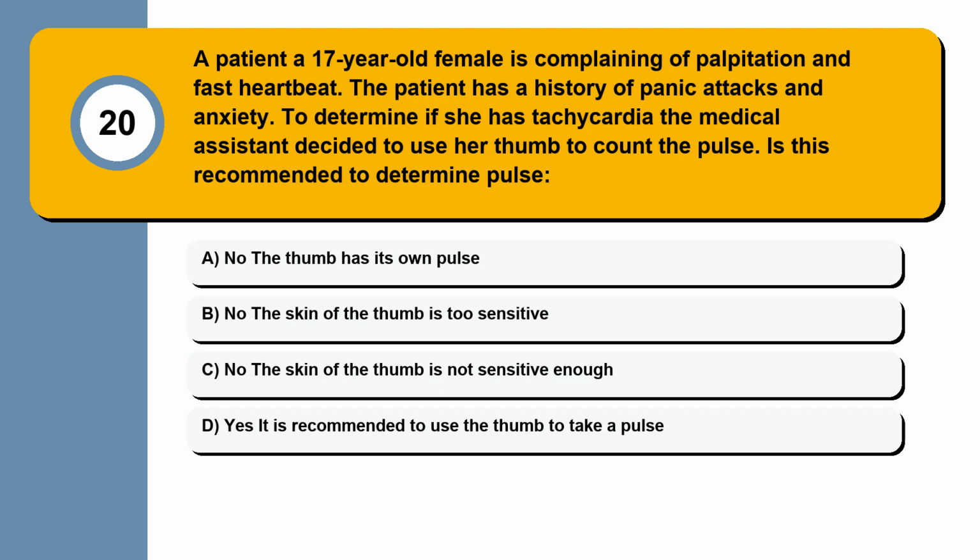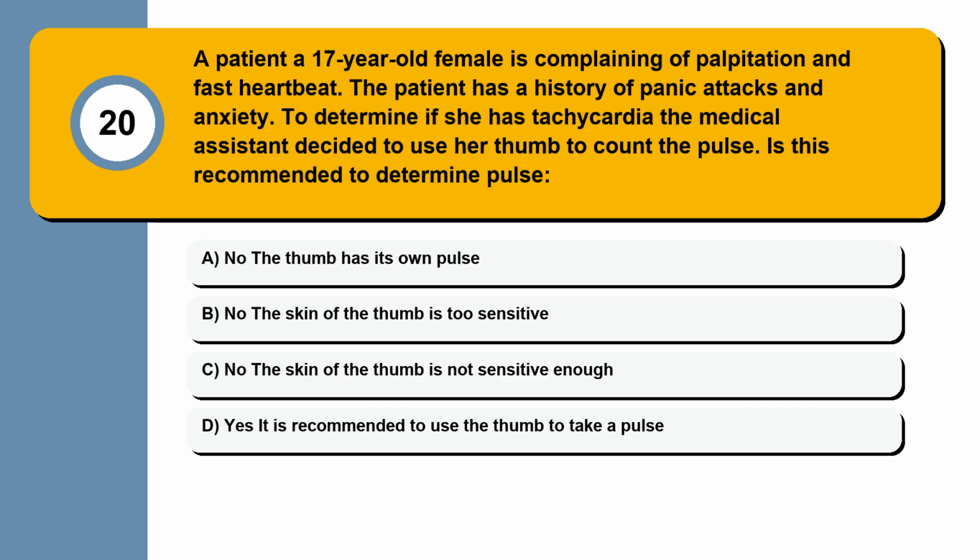Question 20. A patient, a 17-year-old female, is complaining of palpitation and fast heartbeat. The patient has a history of panic attacks and anxiety. To determine if she has tachycardia, the medical assistant decided to use her thumb to count the pulse. Is this recommended to determine pulse?